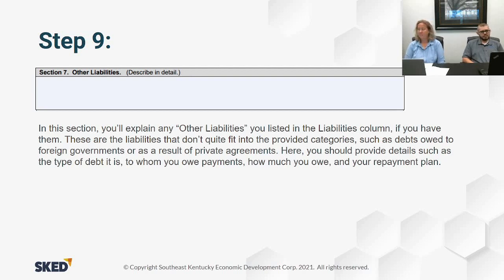But the private agreements, could you argue that family loans are part of that? You could. If you loaned money to a family member, or if a family member loaned you money, they probably should go in there. Here's the thing: it asks how much you owe in your repayment plan. Please don't put "when I can afford it." Yeah, we should probably have a plan.